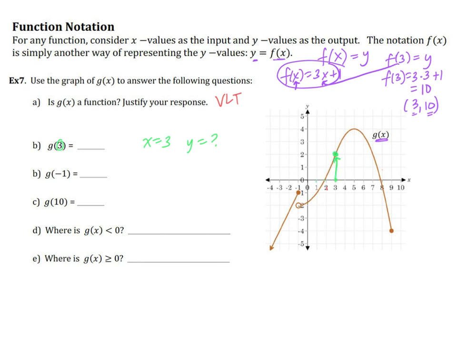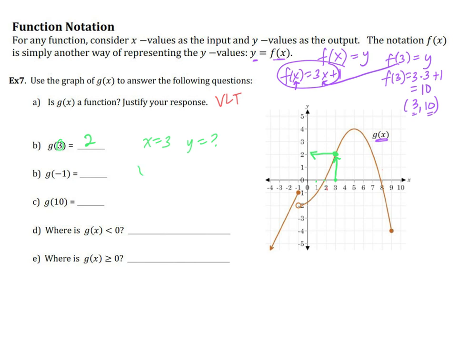I go up. If x equals 3, what is the y value? The y value is 2. Now you can go ahead and pause and try to do the rest of this, or we'll just do it together. So what is g of -1?